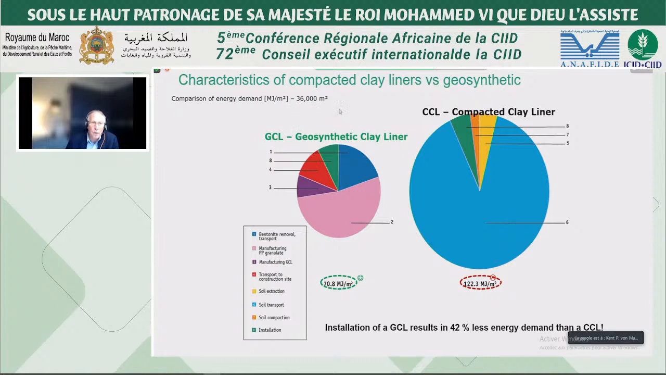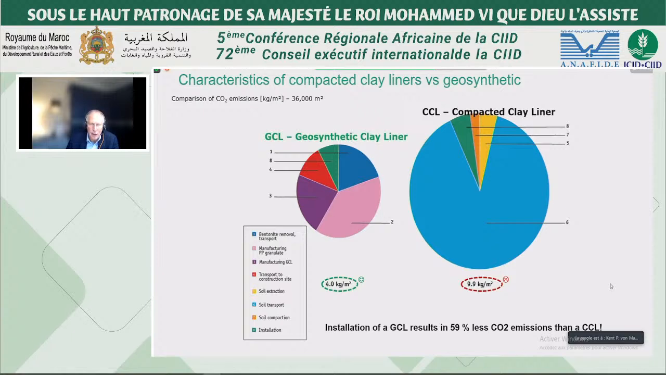This time it was in a 36,000 square meter job site, and you can see that the energy demand of a geosynthetic clay liner, from the mining of the material all the way to the installation, including transportation and manufacturing, is far less, around about 42% less energy demand than with a compacted clay liner. The same thing is if you do the comparison of the CO2 emissions, which is more and more a rising issue worldwide. You can see that you have around about 60% less CO2 emissions with a geosynthetic clay liner compared to a compacted clay liner.